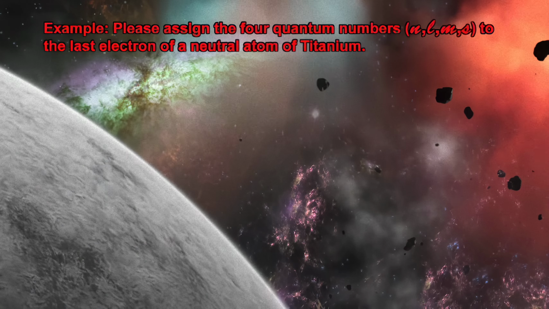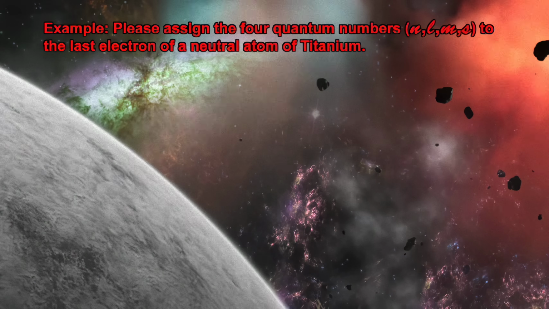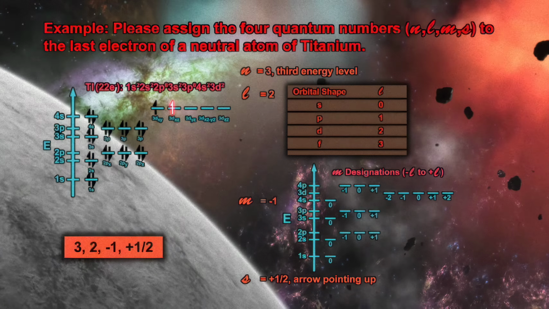In the next example, we are asked to assign the 4 quantum numbers to the last electron of an atom of titanium. From the electron configuration diagram, we see that we need to fully describe the second 3d electron. The electron is in the 3rd energy level, thus N is 3. It occupies a d orbital, thus L is 2. M is minus 1, and the electron is pointing up, therefore it is plus 1/2. Thus, the 4 quantum numbers are 3, 2, -1, and +1/2.